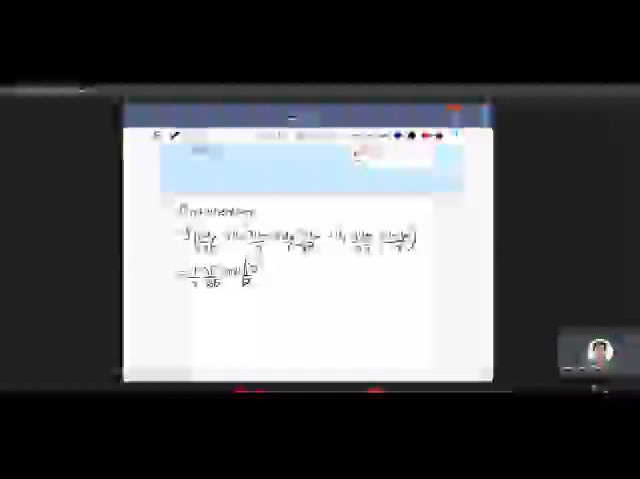mu times 1 by r dou by dou r of r dou u theta by dou r plus 1 by r square dou square u theta by dou theta square plus dou square u theta by dou z square plus 2 by r square into dou ur by dou theta minus u theta by r square.